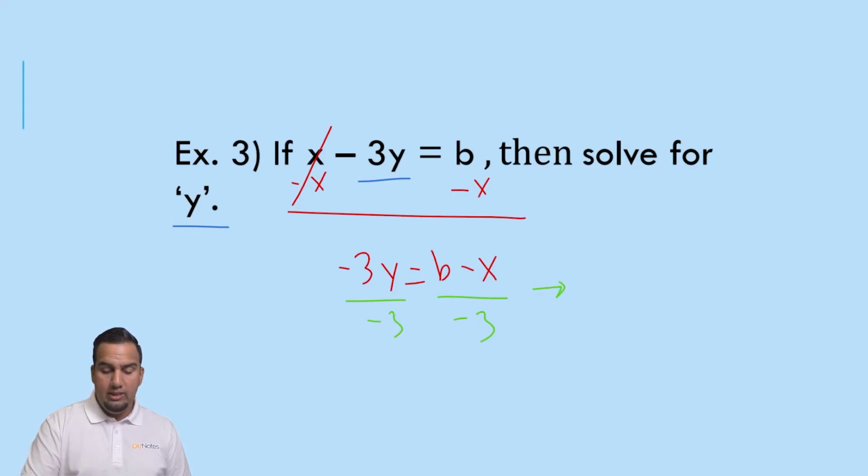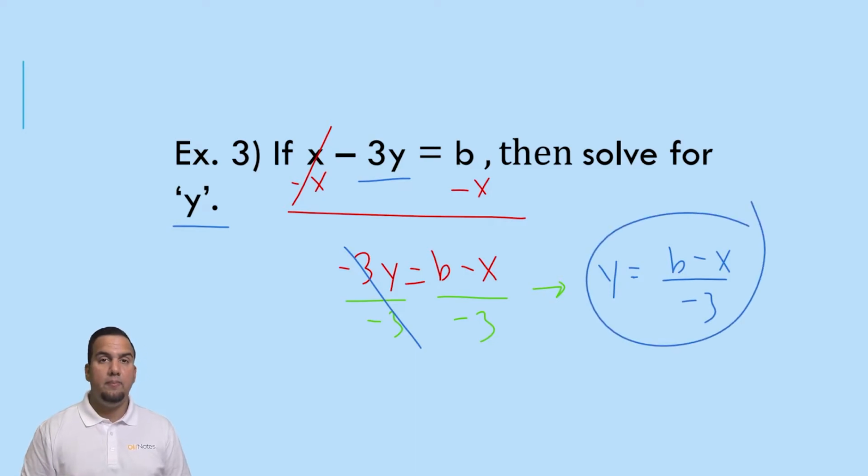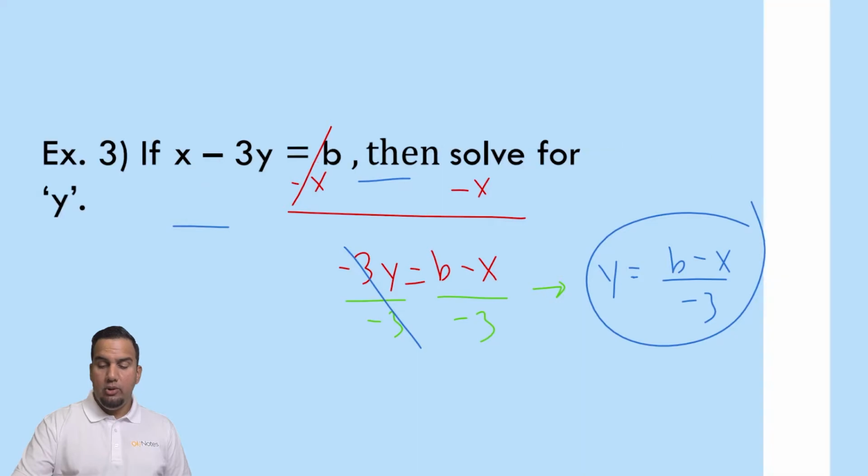My final answer is the negative 3's are going to cancel out, and I'm left with y equals b minus x divided by negative 3. And that's my final answer. You'll notice that I did get y by itself, and that's exactly what I wanted to do. I wanted to isolate the y. Okay? All right. So we're going to try example 4.